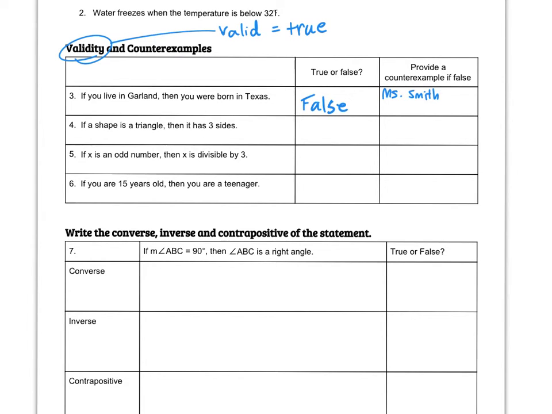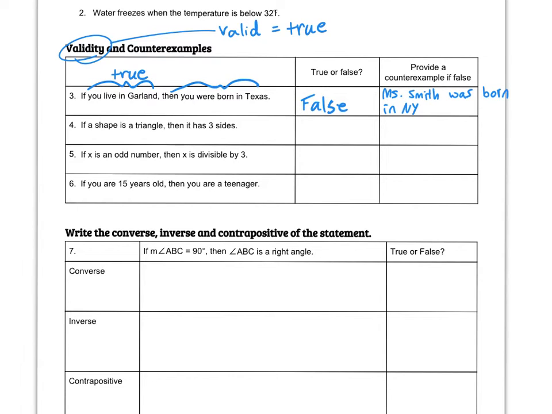New York. I have a friend named Mrs. Smith, and she actually was born in New York, but she lives in Garland. So Mrs. Smith is a counterexample for this. She's an example that I can use to prove this statement's false. For a counterexample to work, the first part of the statement, what we call the hypothesis, needs to be true. So Mrs. Smith, she lives in Garland.